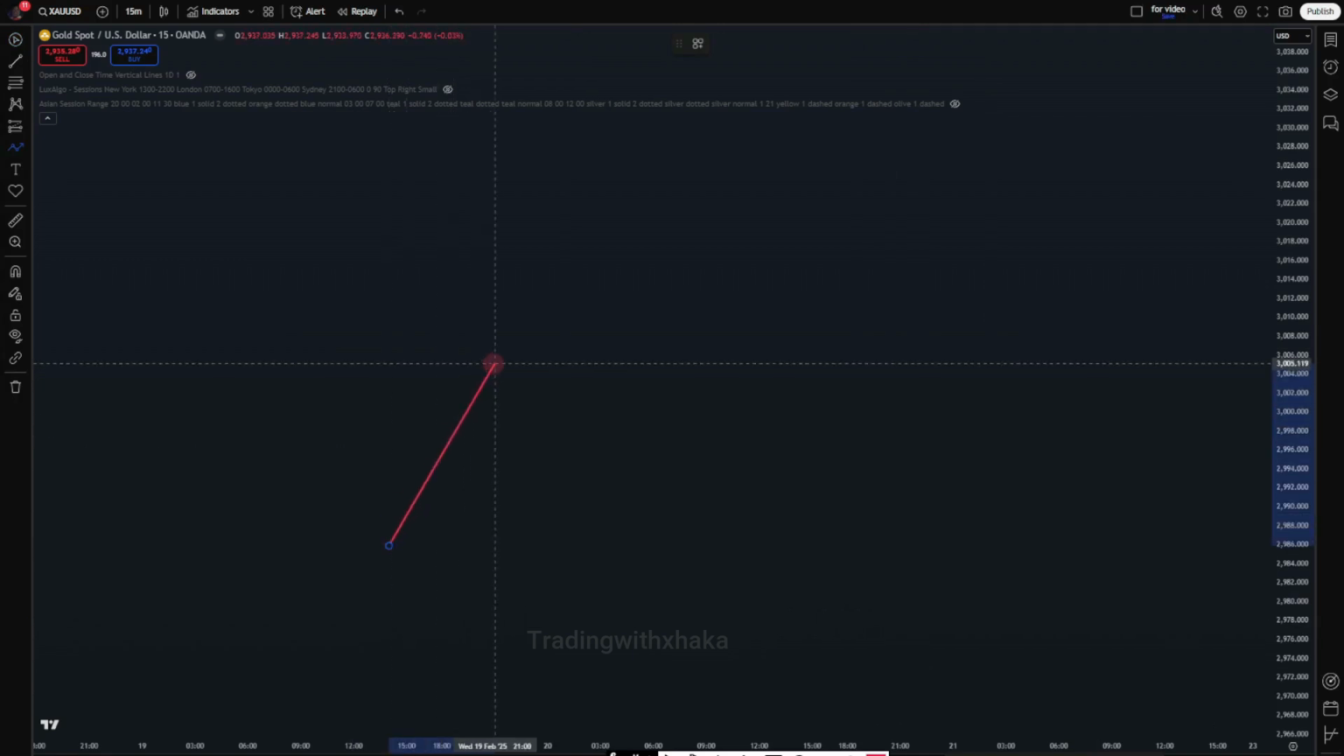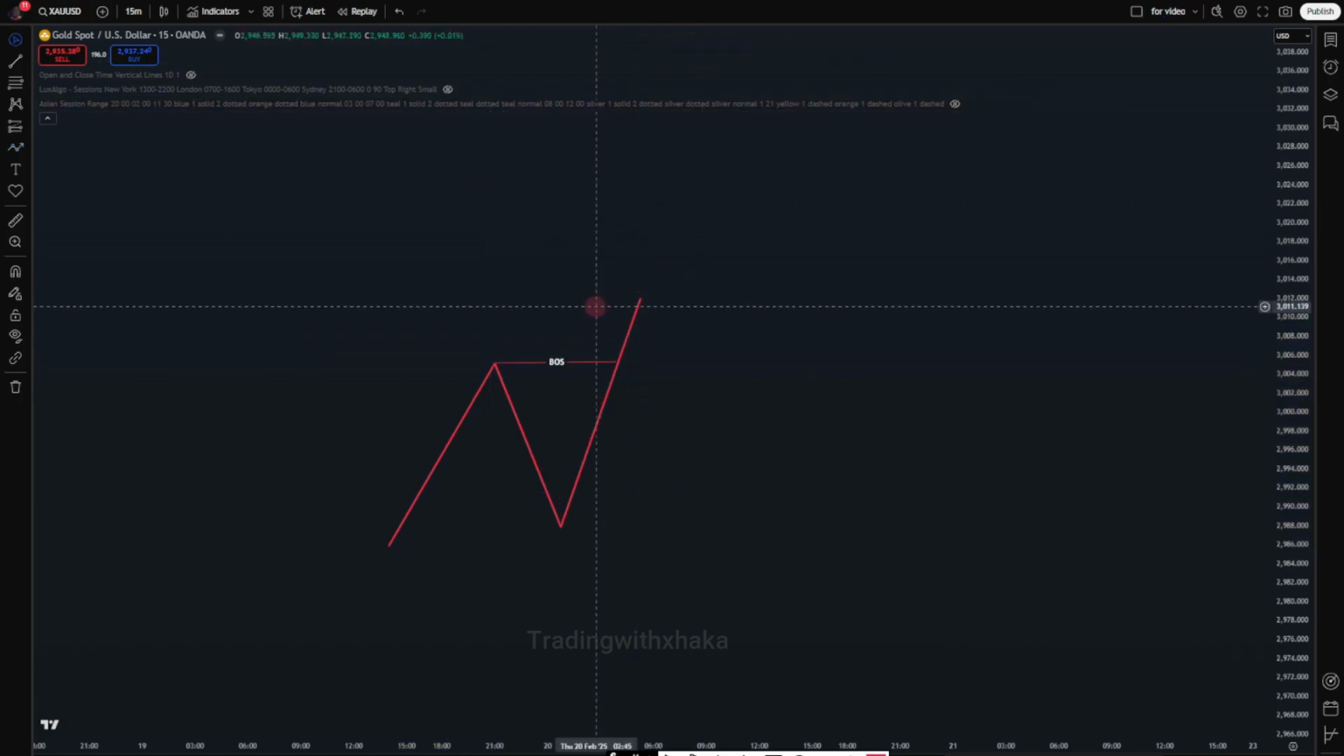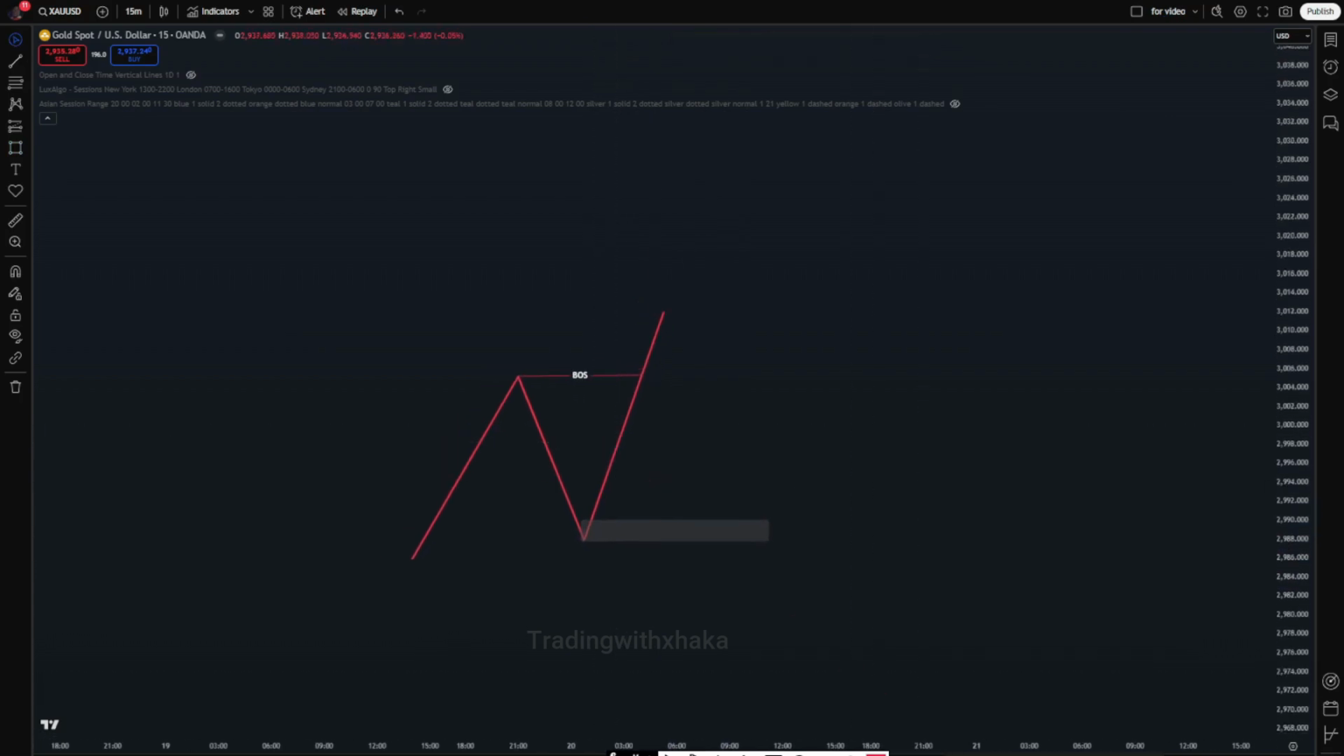Price moved from internal range liquidity to external, from external to internal, and now we have a break of structure. So this is our break of structure. We have moved from this internal to external. Now, as price is in this very external range liquidity, we are anticipating that price is likely to come back into this extreme order block, which we call a demand zone, or if there is a fair value gap here, these are the zones we are expecting the price to come into.